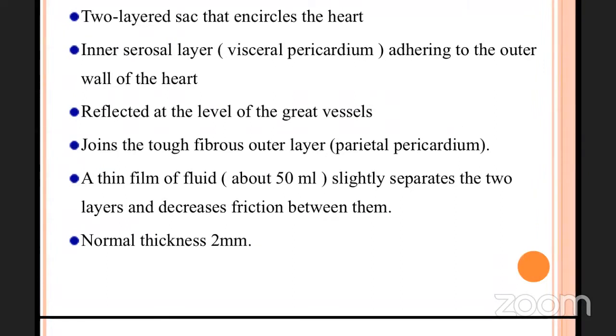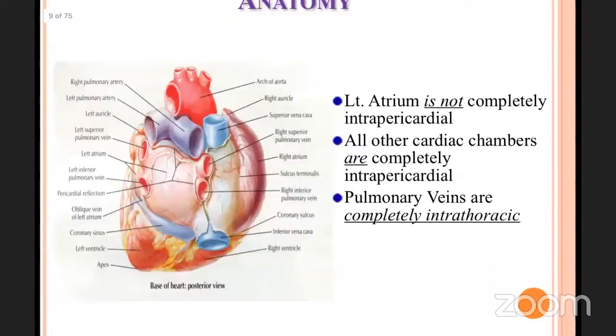So it is important to remember that although the right atrium, right ventricle, and left ventricle are completely intrapericardial, the left atrium is not completely intrapericardial. And this is one of the important things to understand why the respiratory changes do occur in patients with constrictive pericarditis. If all the chambers, that is right atrium, right ventricle, and left atrium, were also intrapericardial, things would have been totally different. Suffice it for you to remember that the left atrium is not completely intrapericardial.